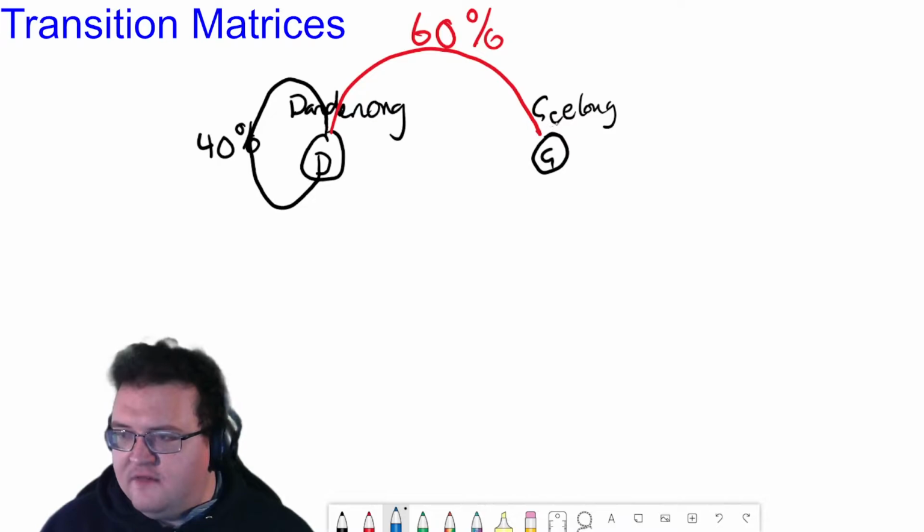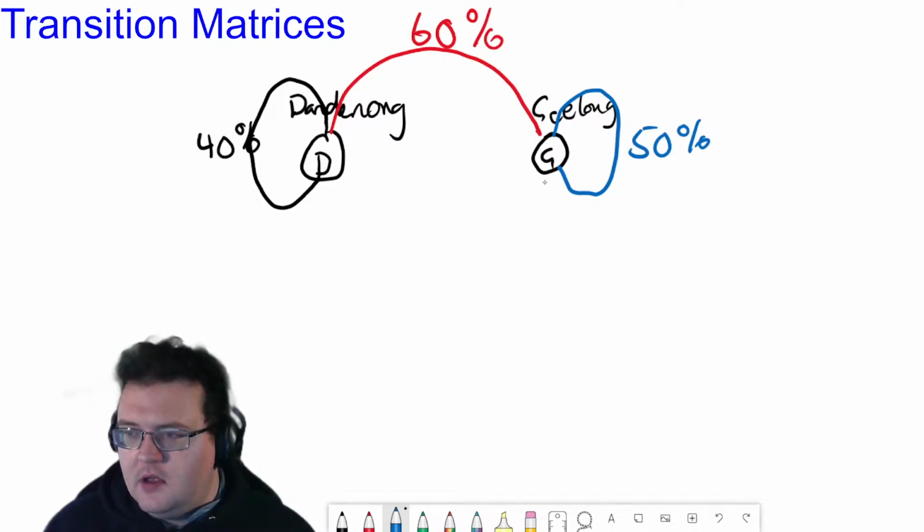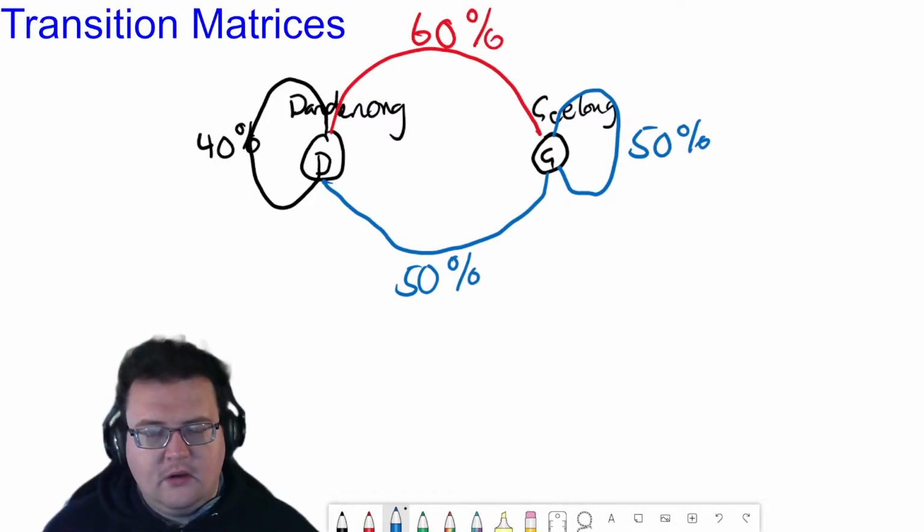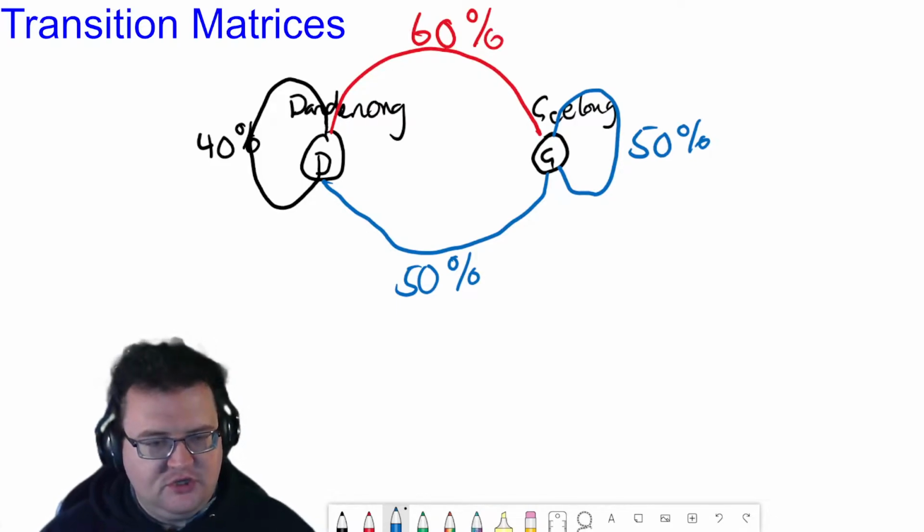In Geelong, however, 50% of the cars rented in Geelong are returned in Geelong. The other 50% go to Dandenong, and they are returned to Dandenong.